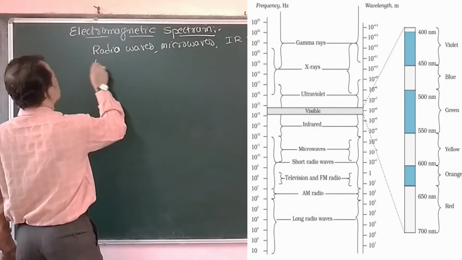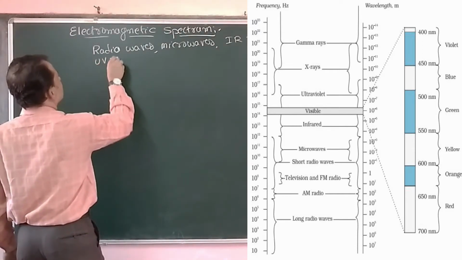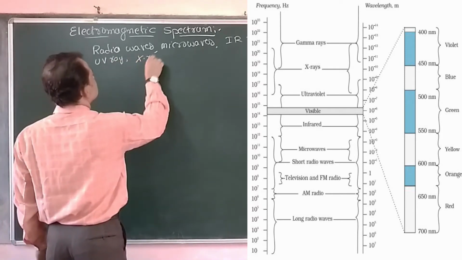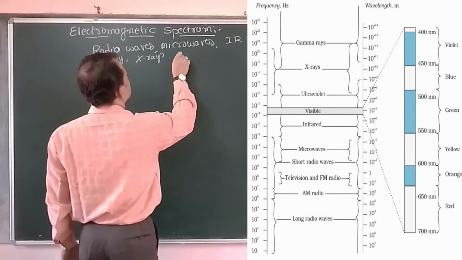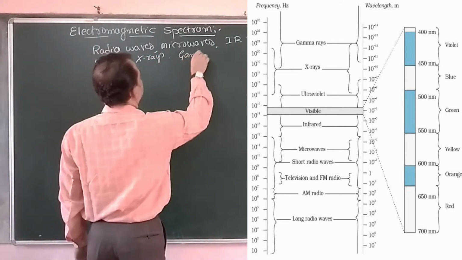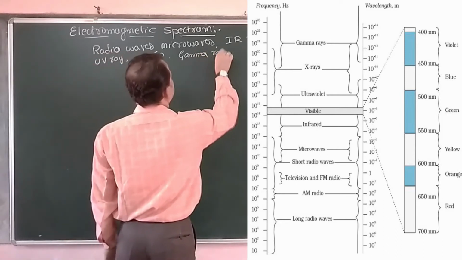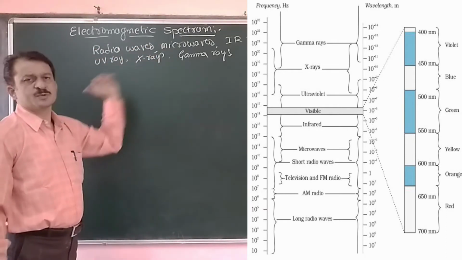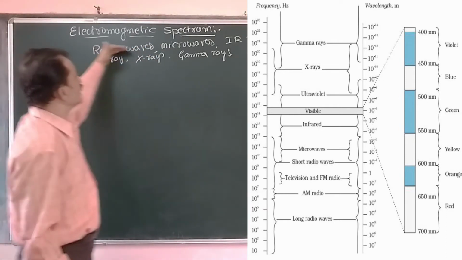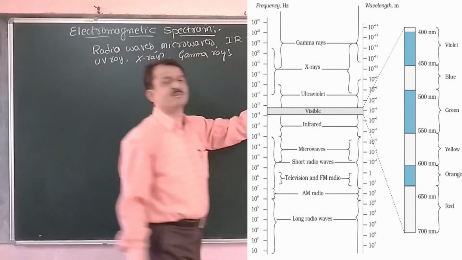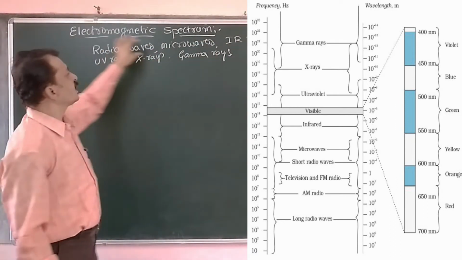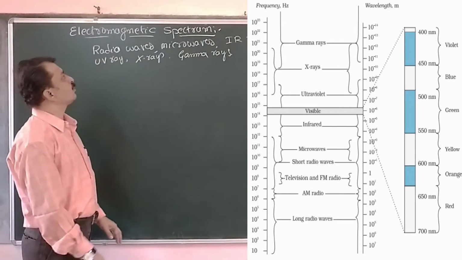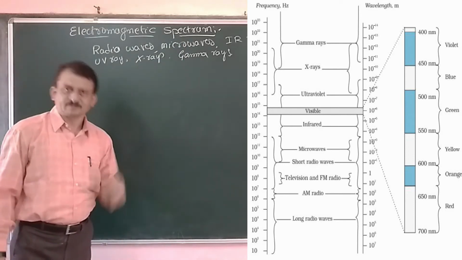Then ultraviolet rays or radiations. Sixth one, X-rays. And the last one is gamma rays. Now, these electromagnetic waves are arranged according to their increasing frequency or decreasing wavelength, and this orderly arrangement of these electromagnetic waves is called a spectrum.